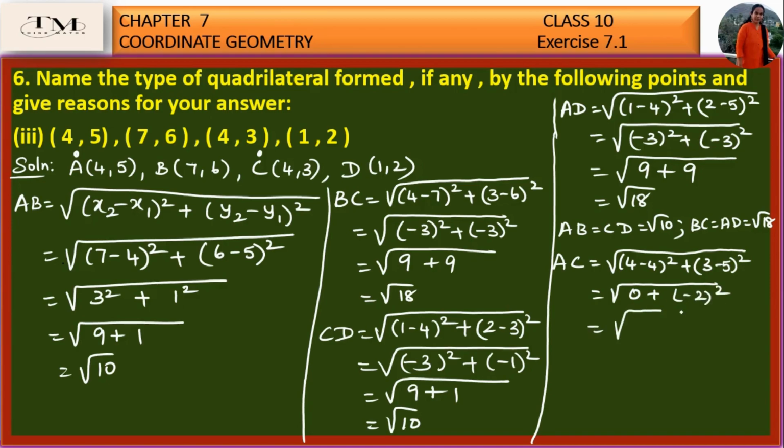So you will get square root of 0 plus minus 2 whole square, which is plus 4. So you will get 0 plus 4, which is 4. So square root of 4 is 2.